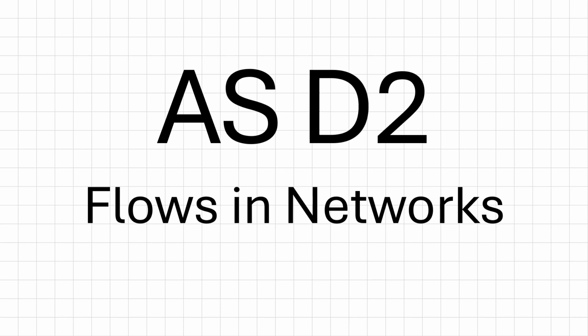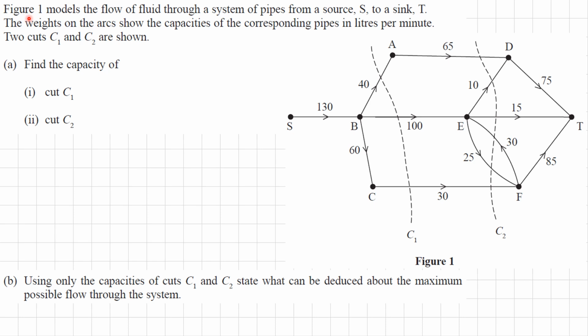This is an AS-D2 question on flows in networks. Figure 1 models the flow of fluid through a system of pipes from a source S to a sink T. The weights on the arc show the capacities of the corresponding pipes in litres per minute. Two cuts C1 and C2 are shown. So let's cut C1, let's cut C2, and a source here and a sink here.